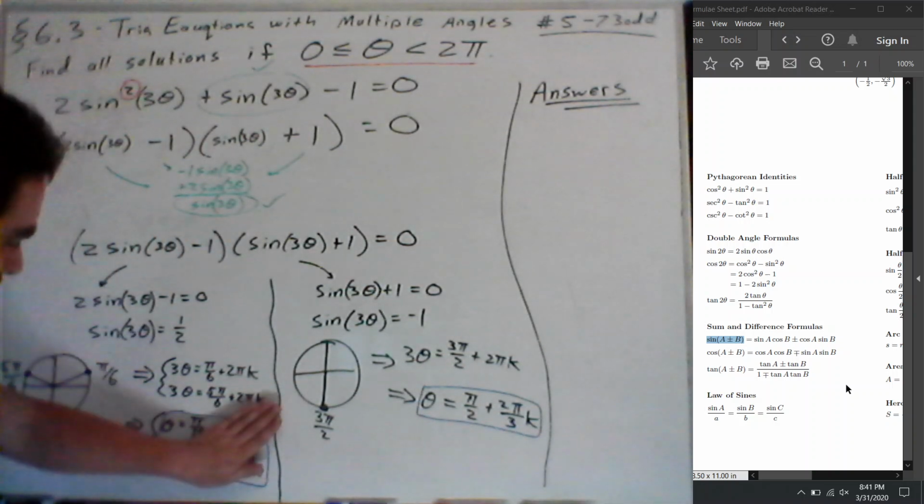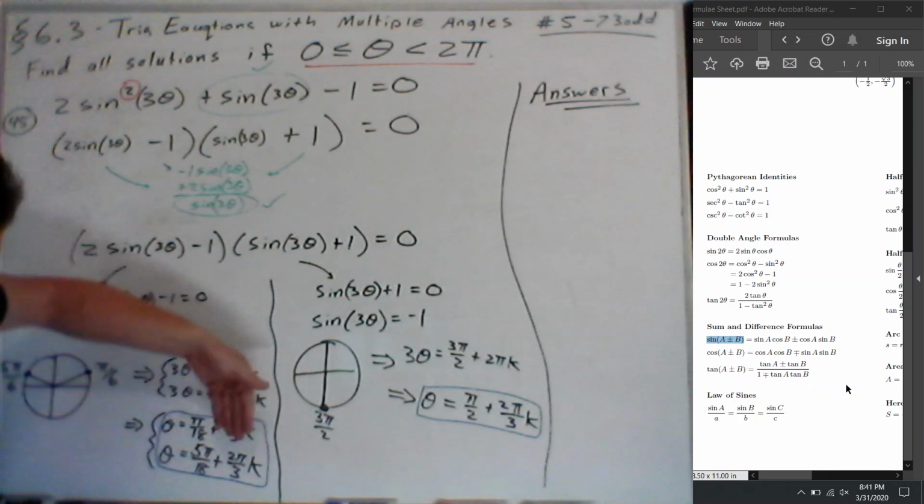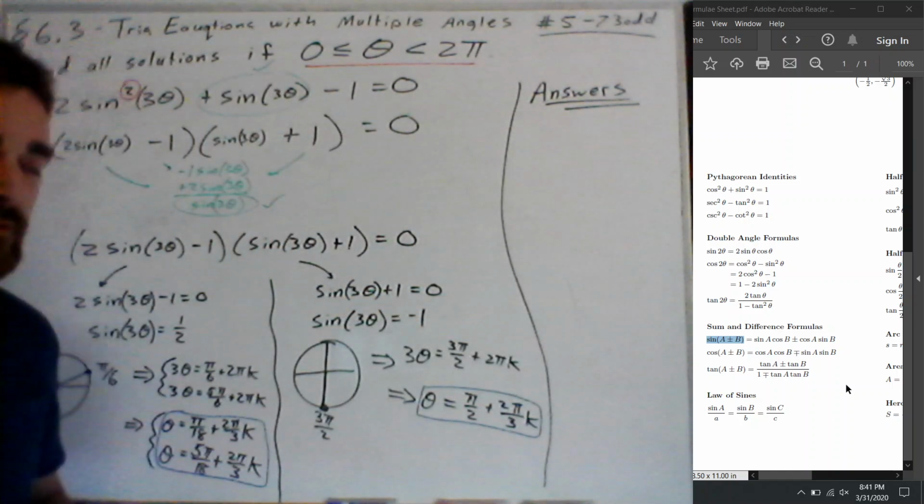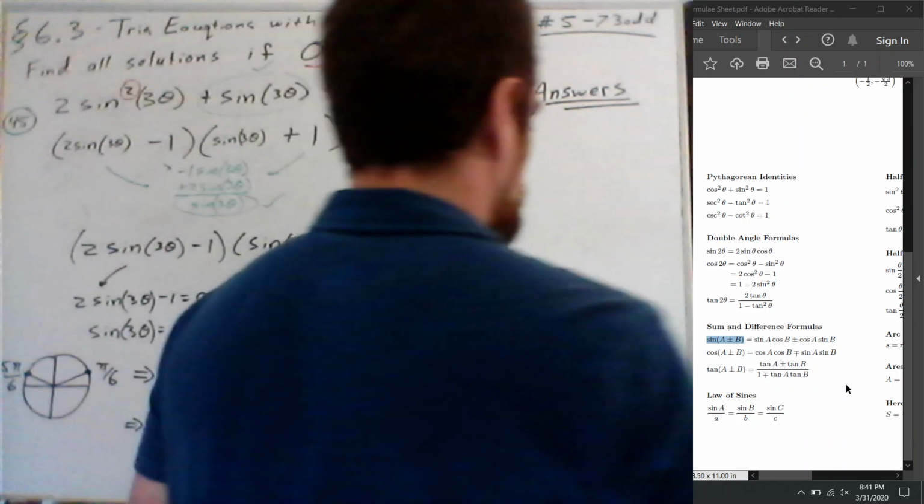All right, so plug in k equals 0. Oh boy, those are easy cases, right? Pi over 18, 5 pi over 18, pi over 2, right? Those get picked up really, really quickly.